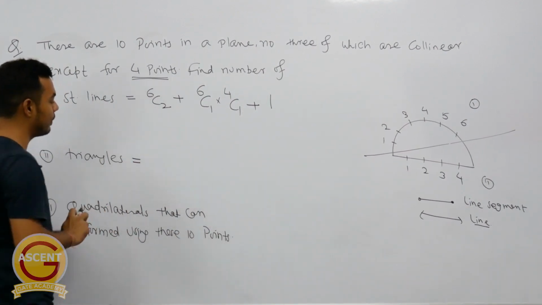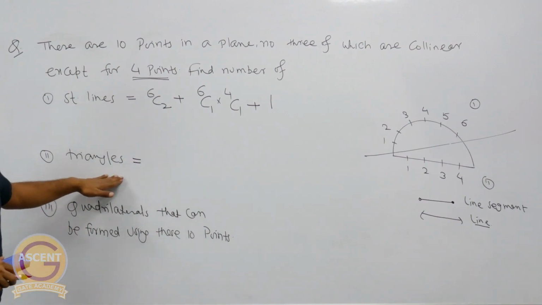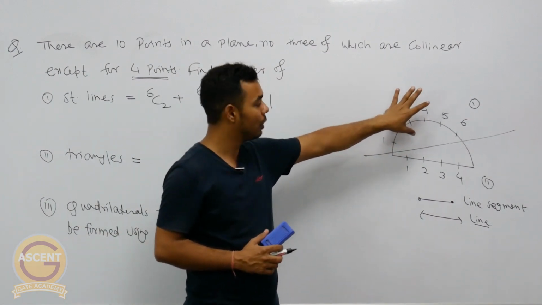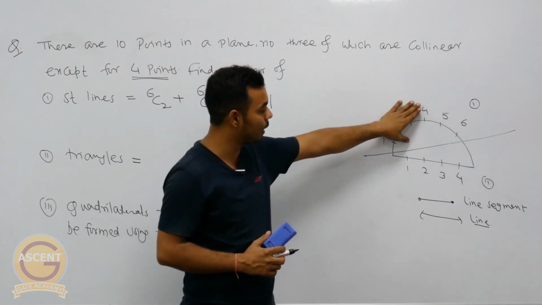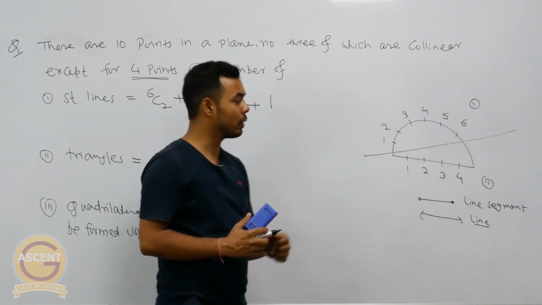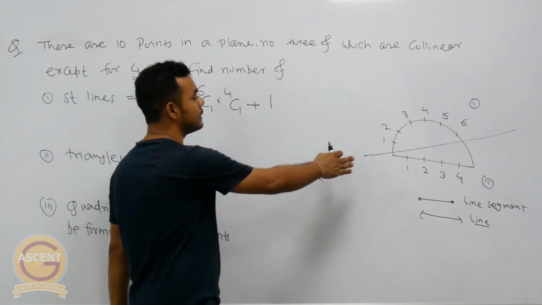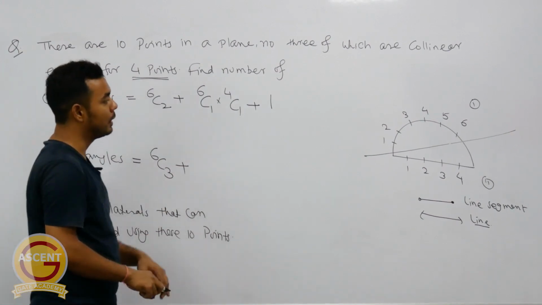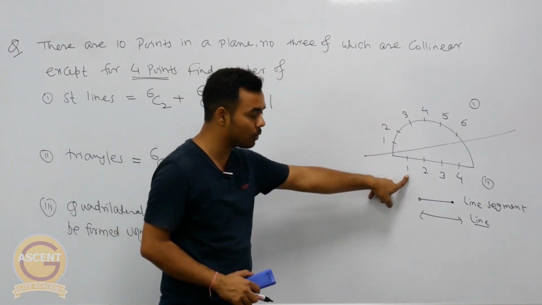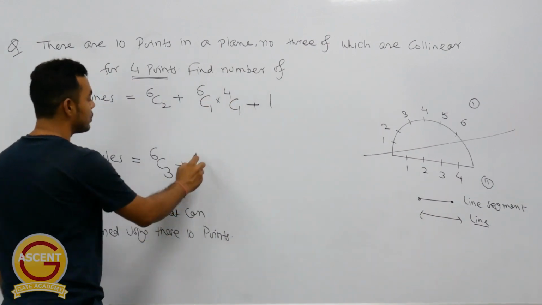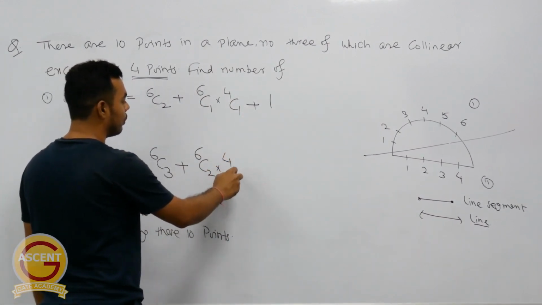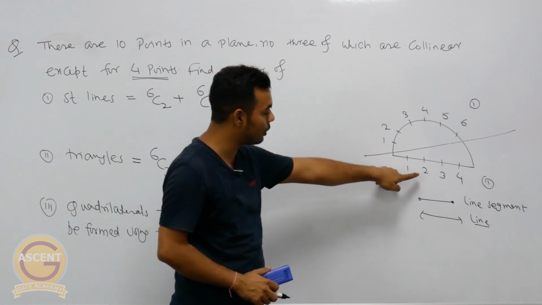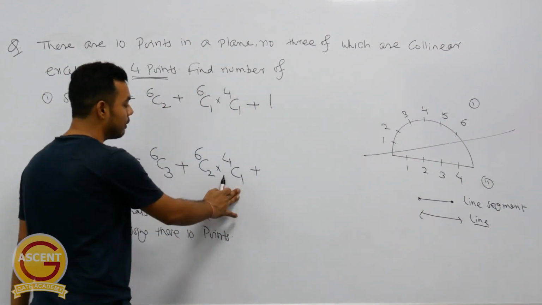The second one is the number of triangles. Now see, for triangles we need 3 points. Now these 3 points can be selected in a number of different ways. You can select 3 from here, or 2 from here and 1 from here, or 1 and 2, or 0 and 3. If I select any 3 out of these 6 points, then I will get one triangle. So this will be 6C3, plus if I select any 2 out of these 6 and 1 from these 4 collinear points, then also I will get a triangle. So this will be 6C2 into 4C1, plus if I select 1 out of these 6 non-collinear points and 2 from these 4 collinear points, then in that case I will get one triangle.